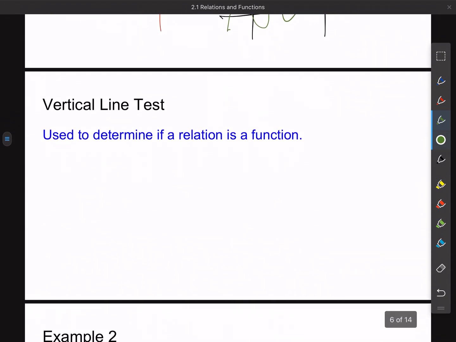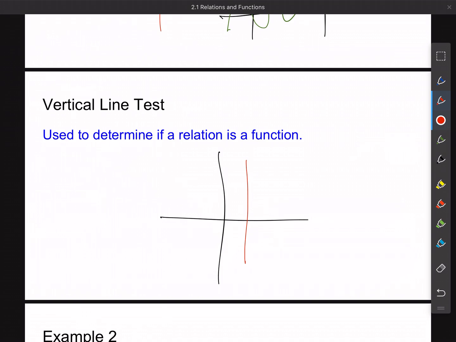Then the vertical line test is something that I already talked about. It's used to determine if something is a function. Again, you're just drawing vertical lines and seeing if one crosses a graph in more than one place. Notice this particular relation is not a function, because the vertical line test shows that there are two y values for the same x value, whatever that x value is right there.